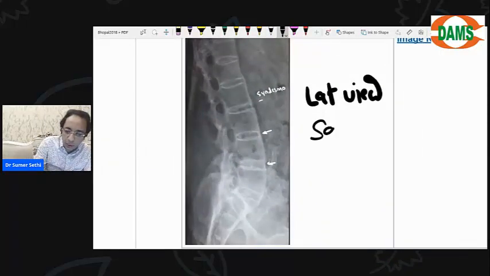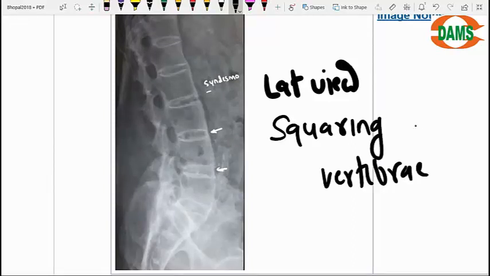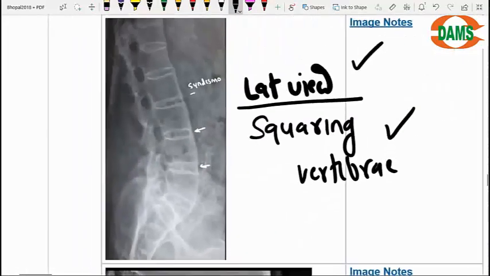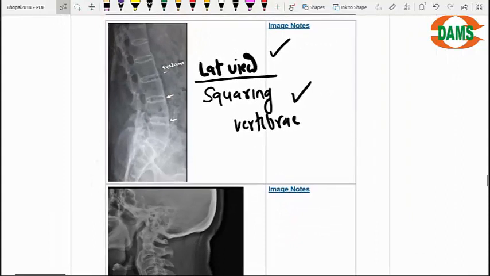Another thing to remember here is squaring of the vertebra. Because of the corner erosions, the vertebra will become square in shape, and even on a lateral view, you will see syndesmophytes. Even this is ankylosing spondylitis. Everybody clear? Okay. Now let's see and answer one more question.